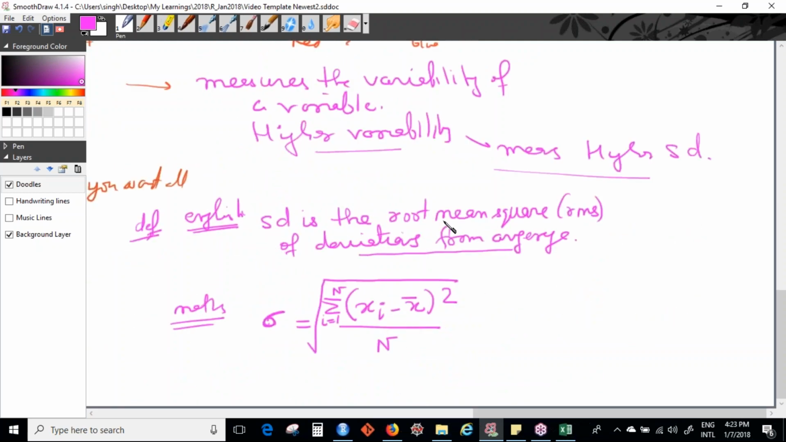Standard deviation is the root mean square of deviations from average, and this is the formula. First you take the deviation. This xi minus x bar is nothing but the deviation. Then you square the deviation, divide it by the total number of elements present, and take the square root finally. So this is your root mean square of deviations from average.